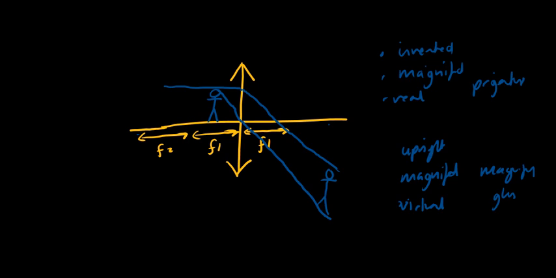Okay, so now we're going to talk about concave lenses. The concave lens is now thinner in the middle of the lens than it is on the outside. And so if this is the center of the lens here, we're going to have our principal axis running through the center like so.